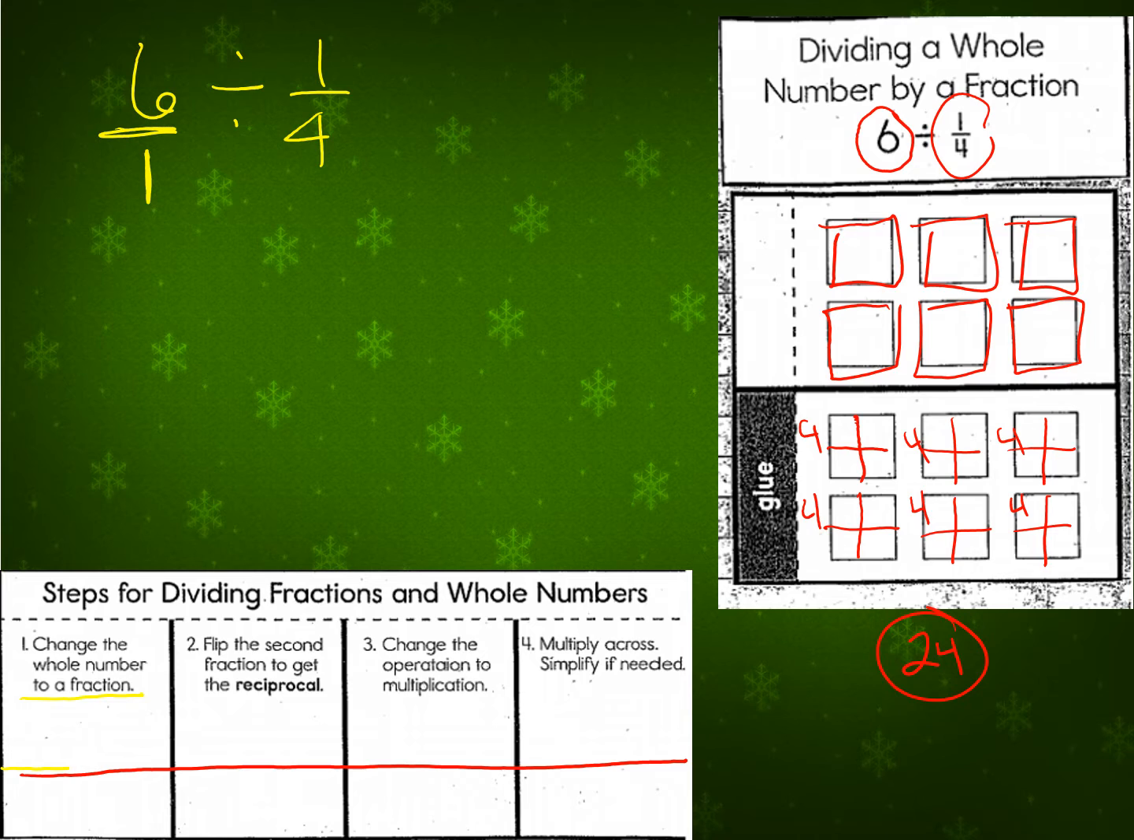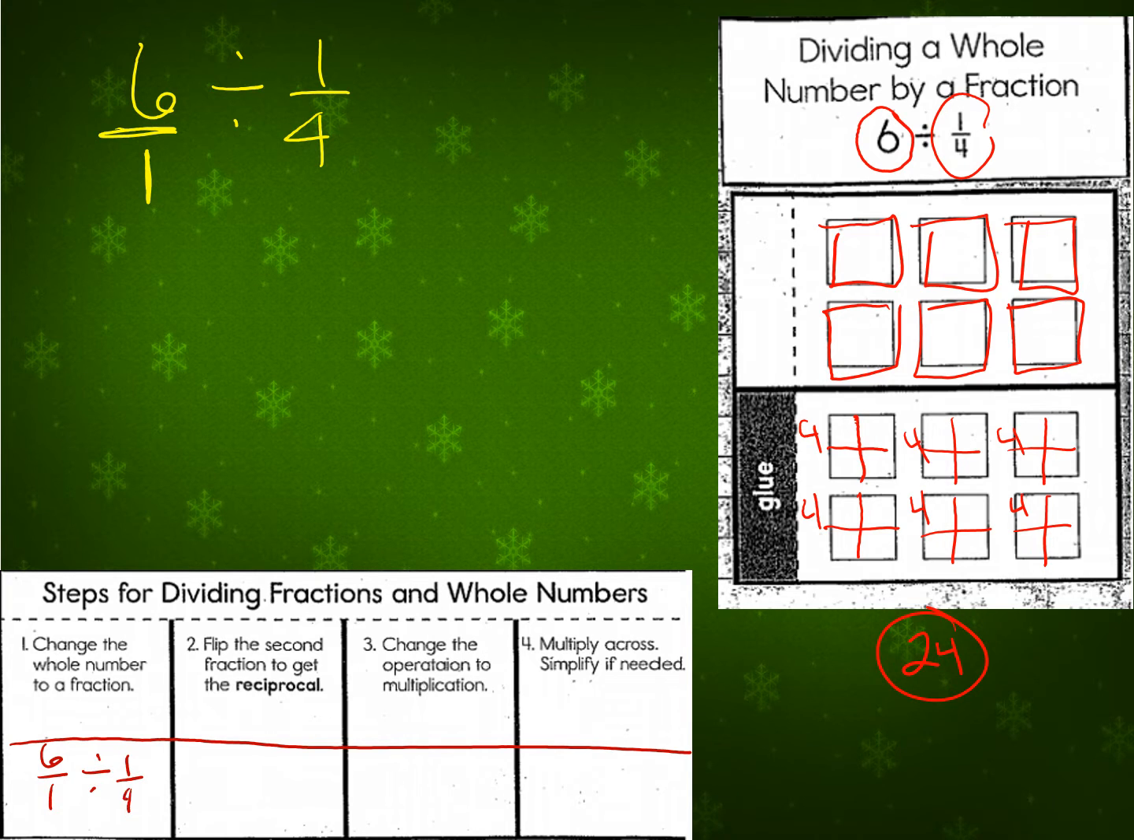That's not getting big enough for me. So if you would draw a line like we did the first time, give yourself some room. On the bottom, we'll write 6/1 divided by 1/4. So we add a 1. Second step is flip the second fraction to get its reciprocal. So we have 6/1 divided by, now we'll flip this fraction and make it 4/1. So 6/1 divided by 4/1.